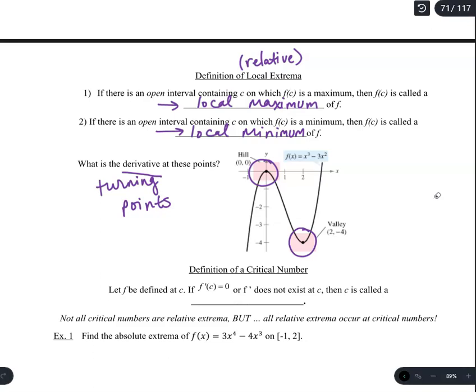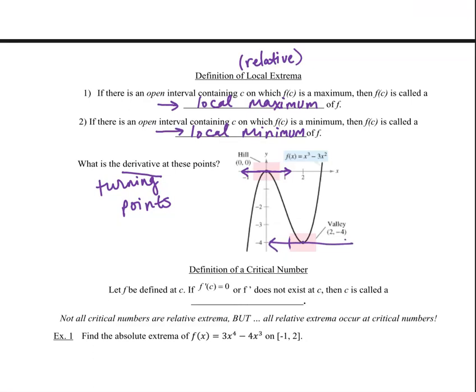Well, at the first one, where they've labeled it hill here at 0, 0, notice that the tangent line would be the x-axis here; the tangent line would be horizontal. Likewise, at the valley over here, the tangent line, if I drew it, would also be horizontal. So what is the slope of a horizontal line? Well, that would be 0, right? So the slope for both of these would be 0. So the derivative at these turning points is 0. And that's a very, very important part of the definition that leads us to something called a critical number.